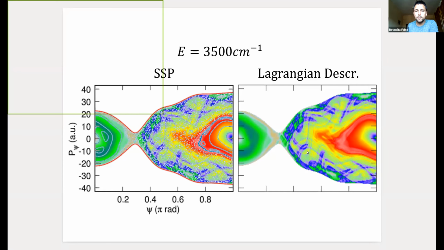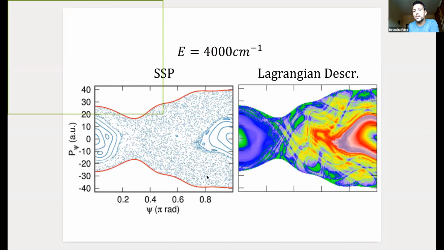Okay, you can also superimpose them, and you can see that this tool really works. If you increase the energy, again you have the same situation. With the Poincare surface of section, there's just a chaotic sea of points, but nothing else. But here you can really see a very clear structure.